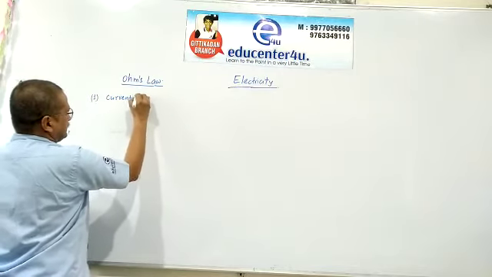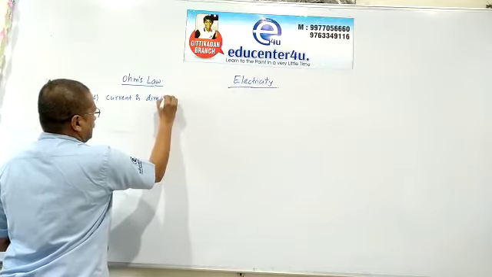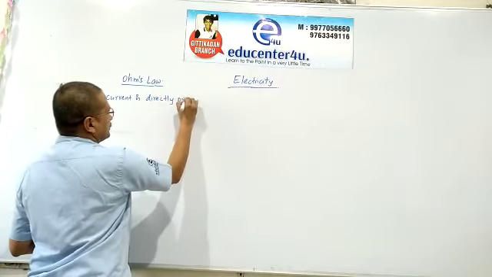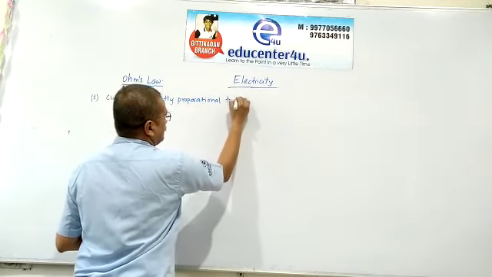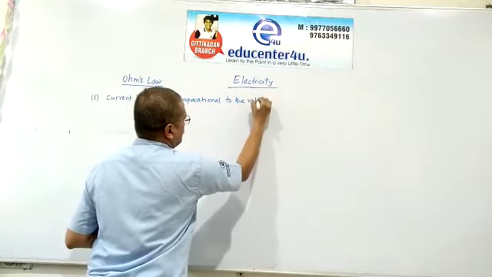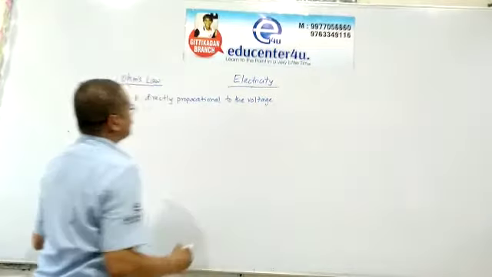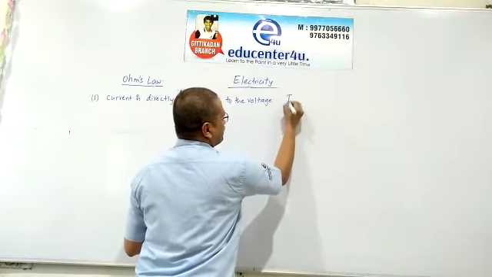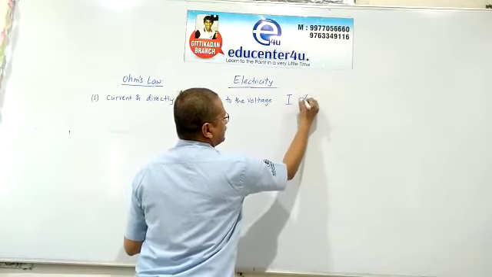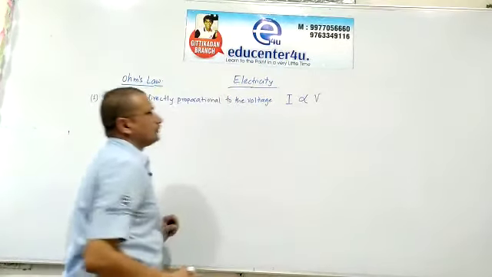Current is directly proportional to the voltage. That means that this I is depicting the current. Current is directly proportional to voltage.